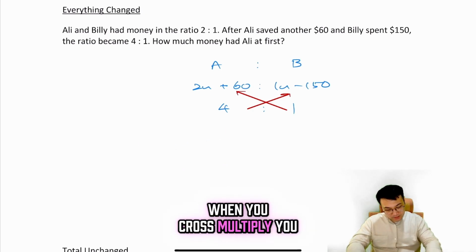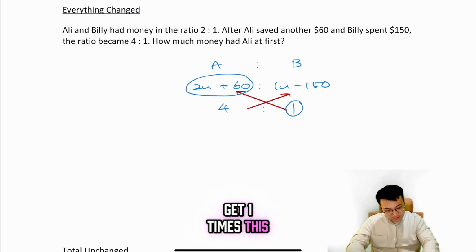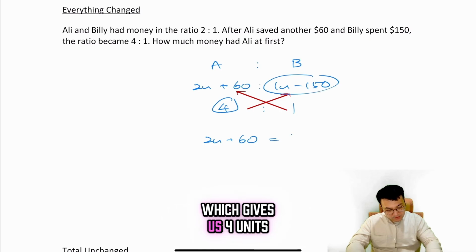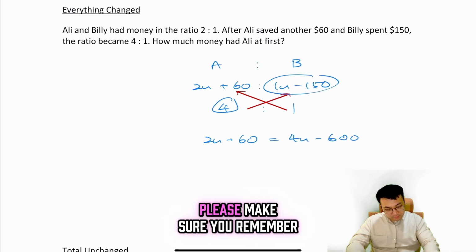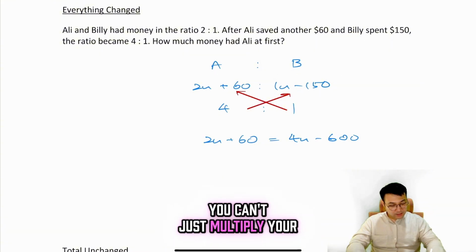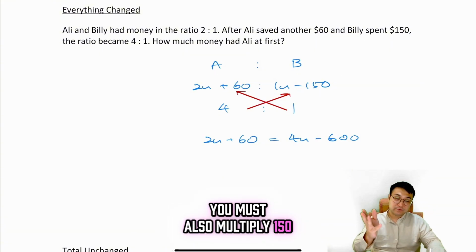So let's use this on our ratio. When you cross multiply, you get 1 times this. That will just give you 2 units plus 60. And now we're going to take 4 multiplied by this, which gives us 4 units minus 600. Please make sure you remember to multiply every single number. You can't just multiply your 1 unit. You must also multiply 150.